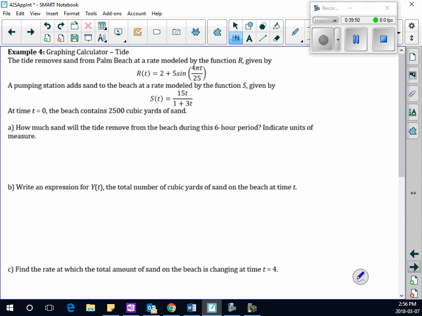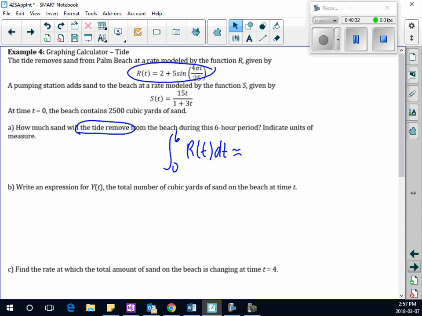Very carefully, we have to read the question. Remove. How much sand will the tide remove? So which function? The first one we have to use. But we started at 2,500 and we are, no, sorry, how much is it removing? It's just asking for the rate. So what are we doing here? Okay, so we're going to punch this into our calculator. I would make y1 r of t and y2 s of t, just so we have it handy.